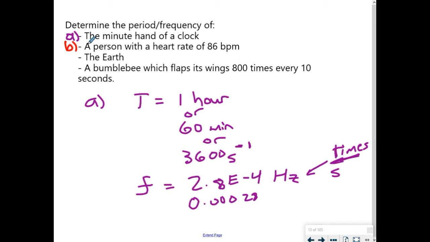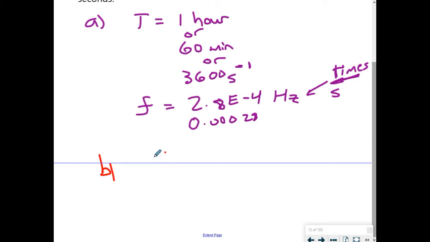Part B. A person with a heart rate of 86 beats per minute. Is that a period or a frequency? Is it telling you how long it is between contractions, or is it telling you how often the contractions happen? How often? We know that 86 times in a minute we get a contraction of your heart, right? So if I were to go down here to part B, I know that my frequency is 86 beats per minute. We don't usually measure things per minute, though. We usually measure them per second.